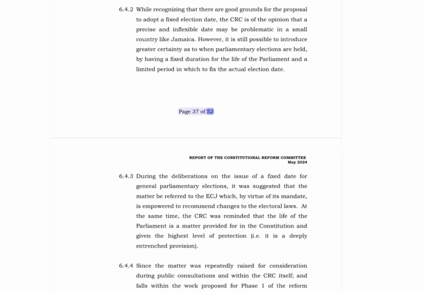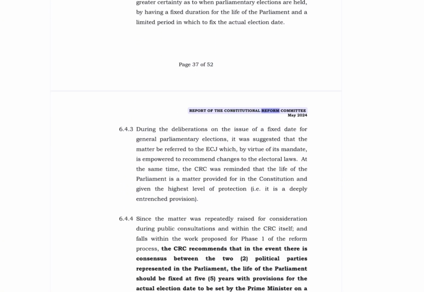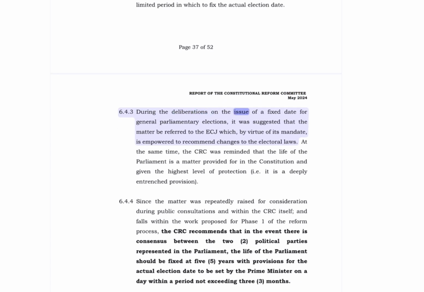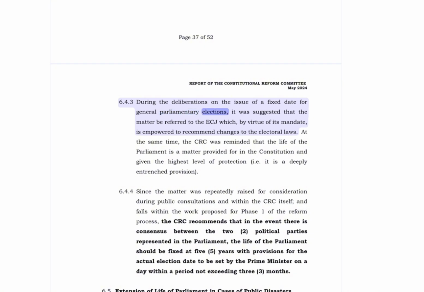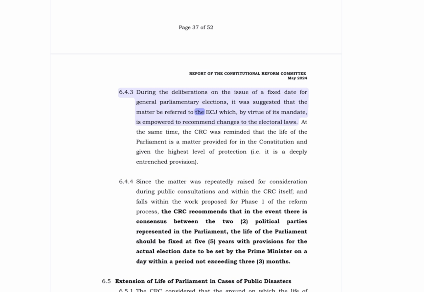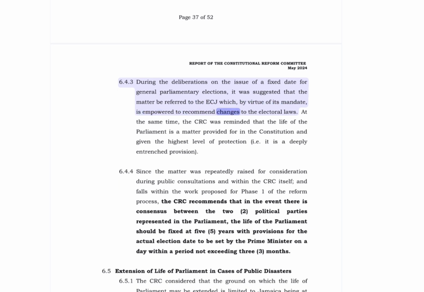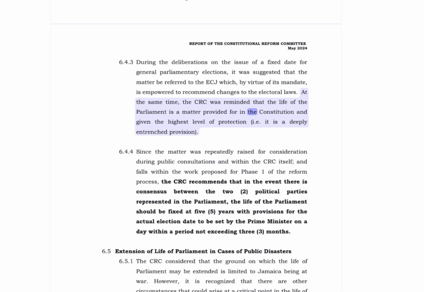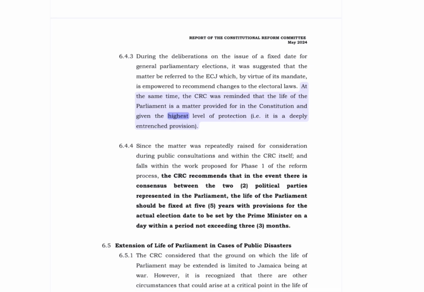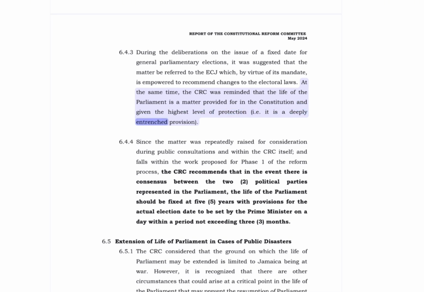Page 37 of 52. Report of the Constitutional Reform Committee, May 2024. 6.4.3 During the deliberations on the issue of a fixed date for general parliamentary elections, it was suggested that the matter be referred to the ECJ, which, by virtue of its mandate, is empowered to recommend changes to the electoral laws. At the same time, the CRC was reminded that the life of the Parliament is a matter provided for in the Constitution, and given the highest level of protection; that is, it is a deeply entrenched provision.